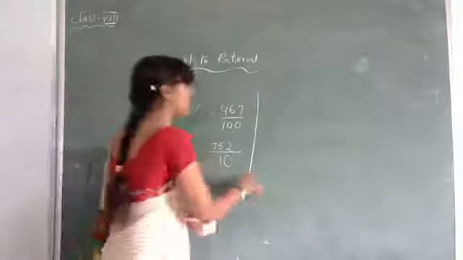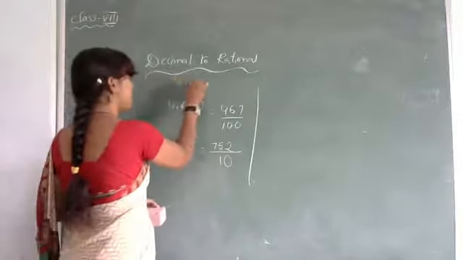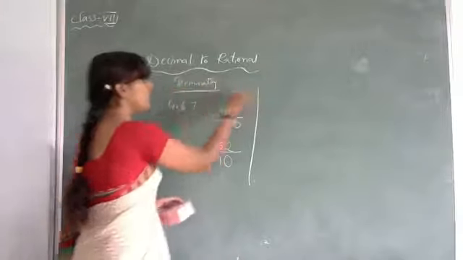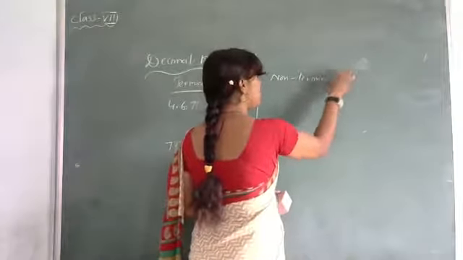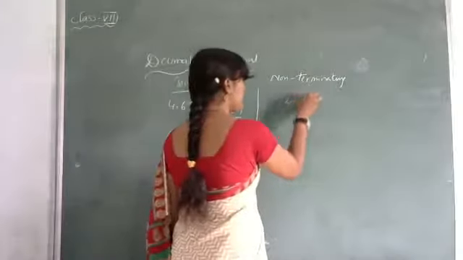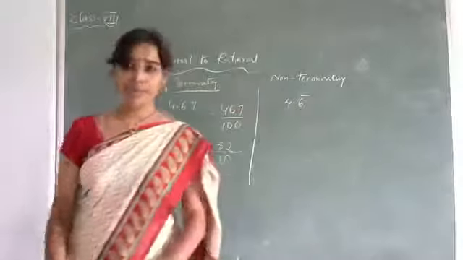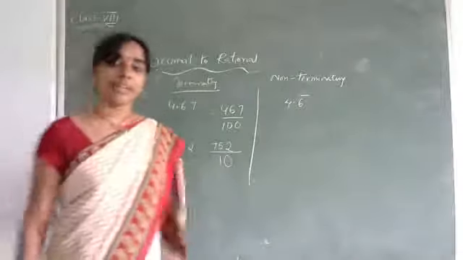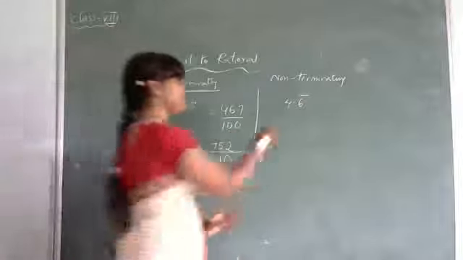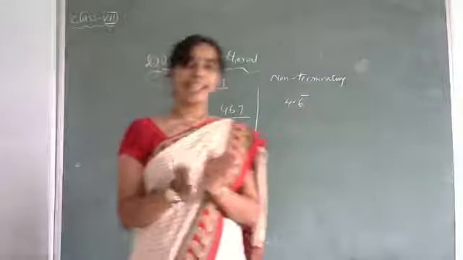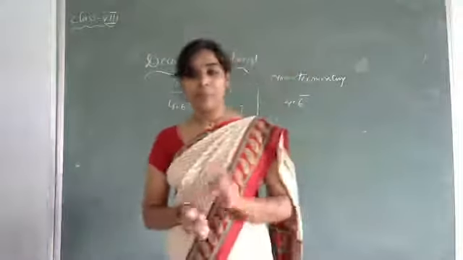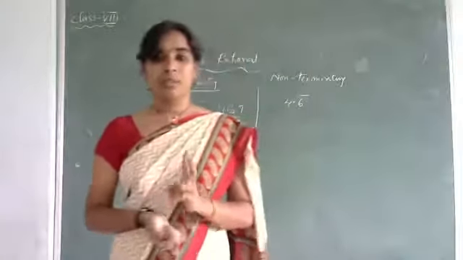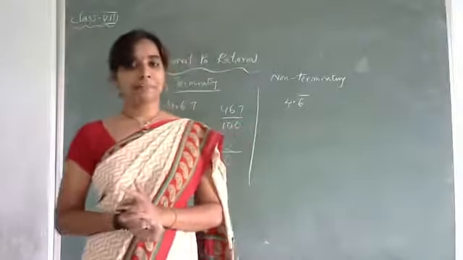Then what about the non-terminating decimal? This is the terminating decimal, and I am now discussing the non-terminating decimal. For example, 4.6 bar is there. How do we have to change this non-terminating decimal to a rational number? For changing a non-terminating decimal into a rational number, children, we have to discuss two names: period and periodicity.